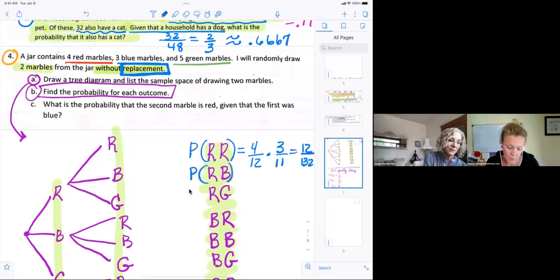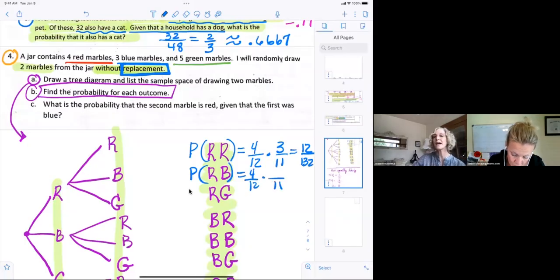The probability of red, blue: out of 12, there are 4 red marbles. Put 1 marble to the side, so now there's only 11. How many blue marbles are in your bag? There's still 3, so there's 3. We get the same probability.